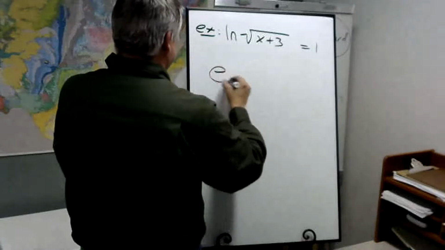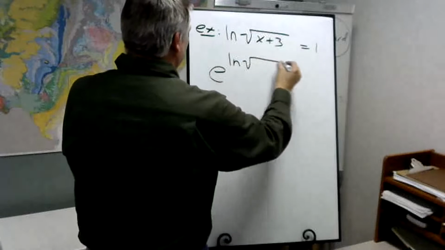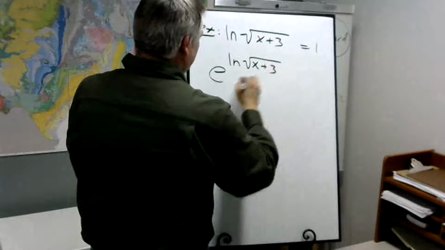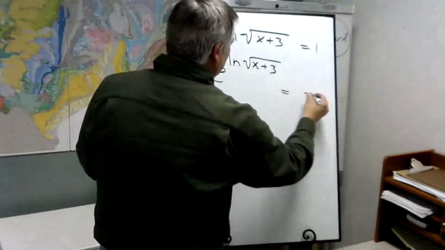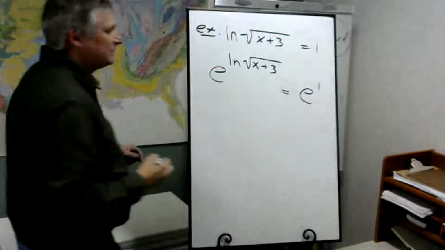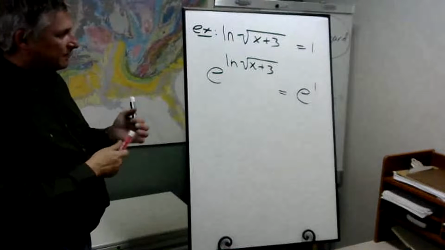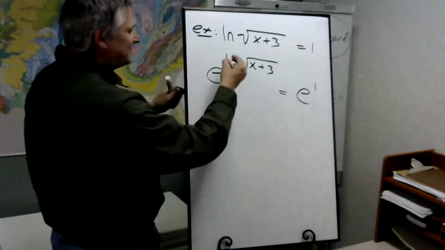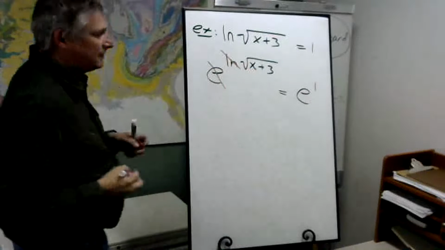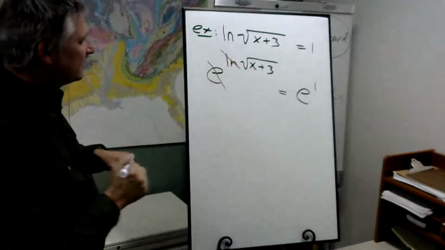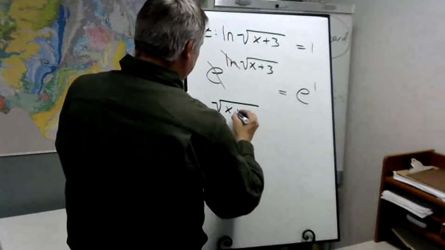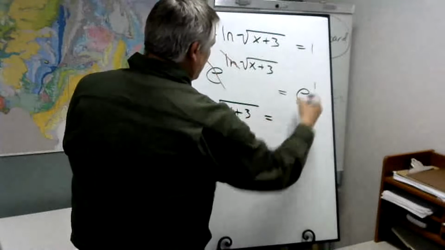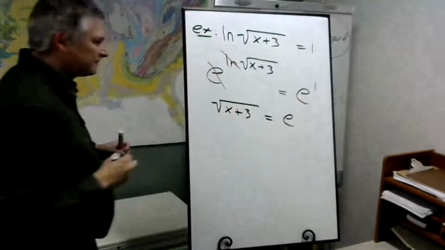So ln square root x plus 3 is now an exponent of e, and 1 is now an exponent of e. And so what this does, it lets us cancel that natural log. And so now we have the square root x plus 3 equals, and e to the 1 is just e.